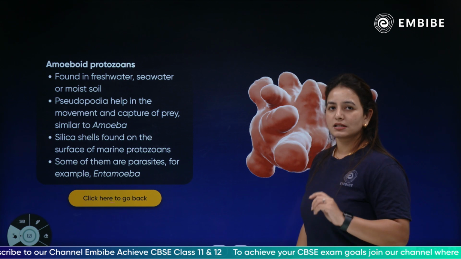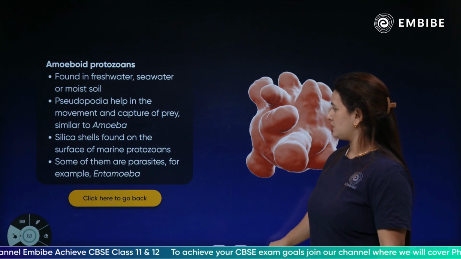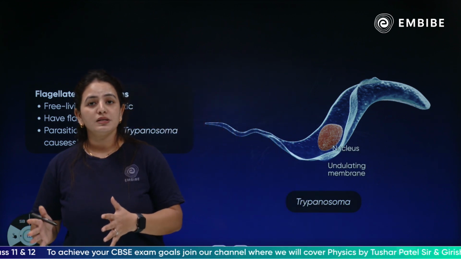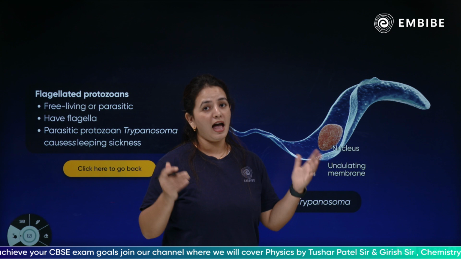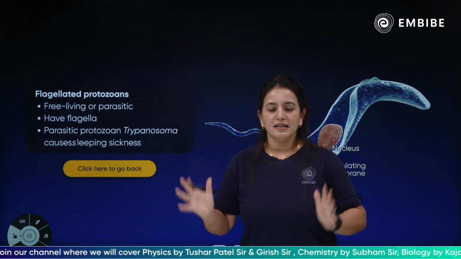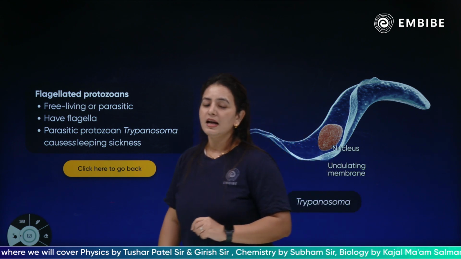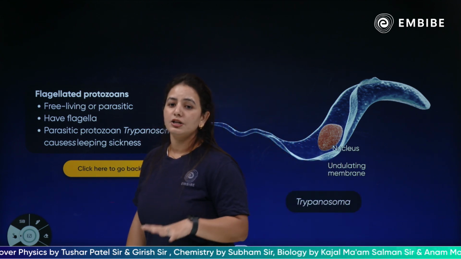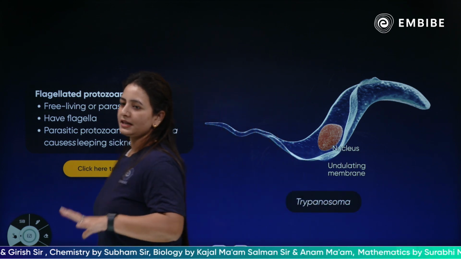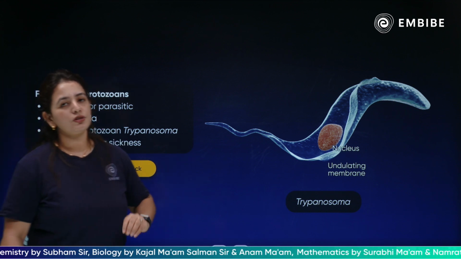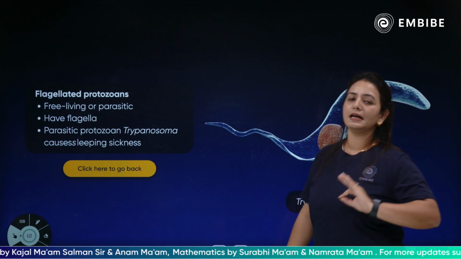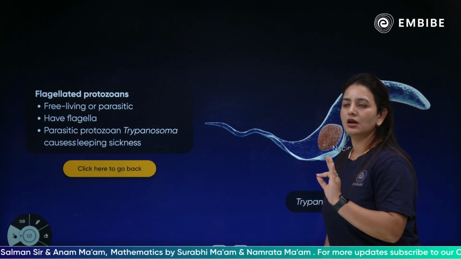Moving on to the next group of protozoans, we have the flagellated protozoans. The name itself is very clear: they have flagella for movement. They are both free living and parasitic. The most common parasitic protozoan is Trypanosoma, which causes sleeping sickness. It feeds on the host body.